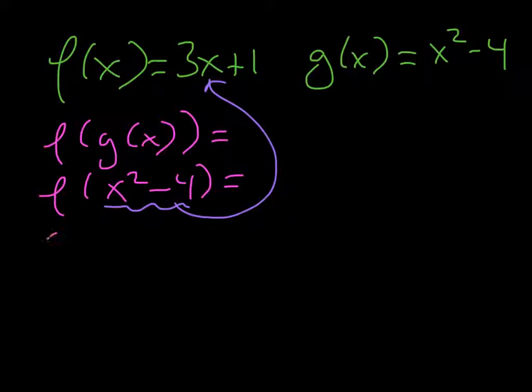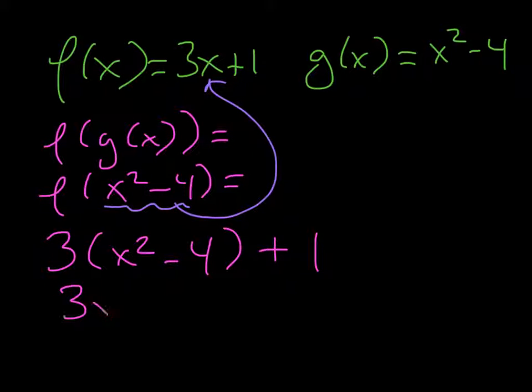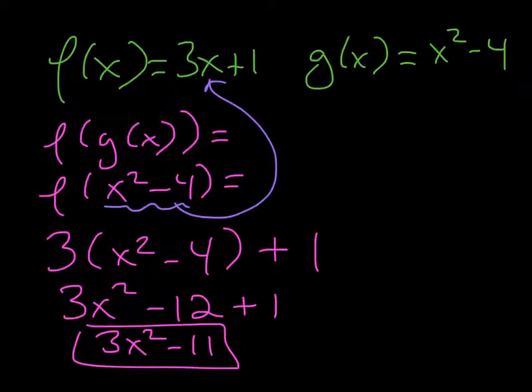So now I have 3 times x squared minus 4, plus 1. So make sure you understand where all that came from. So 3x squared minus 12 plus 1 equals 3x squared minus 11. And that is the final answer.